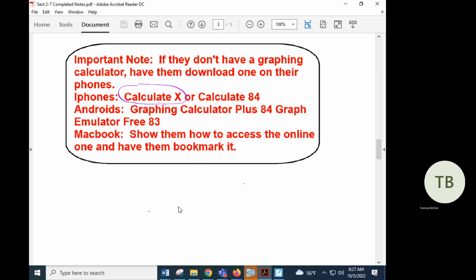Are you guys able to find it? Okay. Yeah, let me see which one I have real quick, because I think I have one on mine.